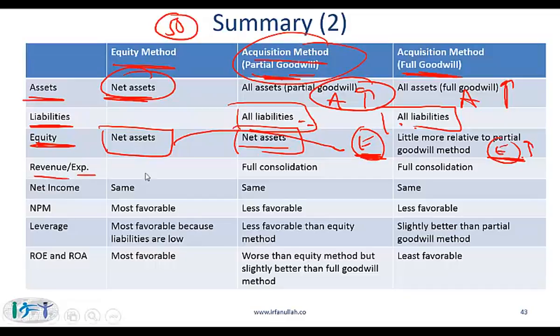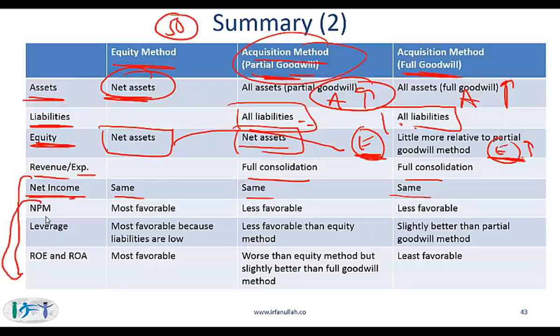What about revenue and expenses? As far as the equity method is concerned, we are just bringing over the profit. So we are bringing over the net effect of revenue and expenses. Whereas in the acquisition method, you are bringing over the entire revenue and you are bringing over all the expenses. So what happens to ratios? Actually, before ratios, what about net income? Net income is the difference. So net income is actually the same across all methods.